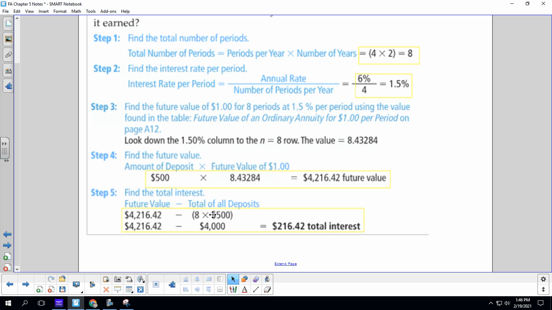So now we need to figure out, without what we're putting in, how much interest have we earned? So we've made, for 8 quarters, we put in $500. So 8 times 500 is 4,000. We're going to subtract that 4,000 from the amount in our account to get the total interest of $216.42.